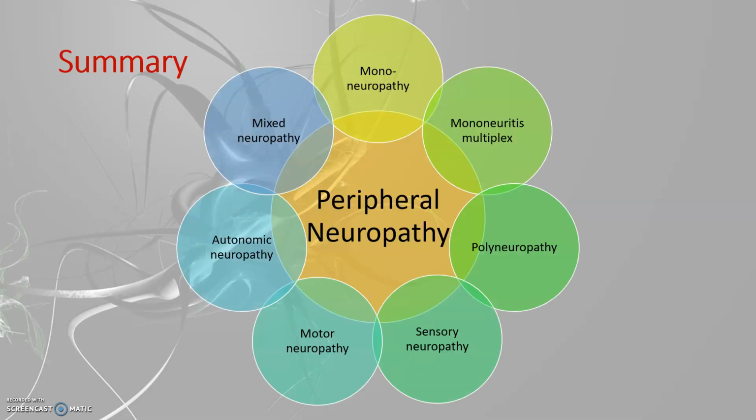In summary, peripheral neuropathies can be divided into mono and polyneuropathies, or categorized according to which types of nerves are affected. Thank you.